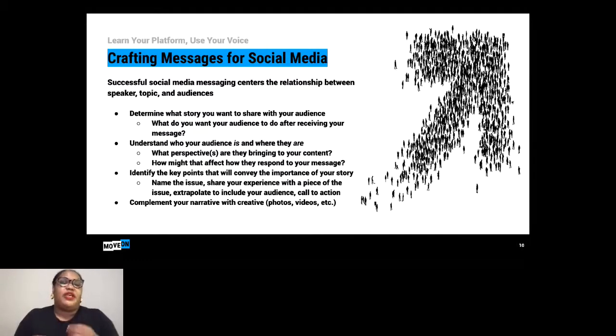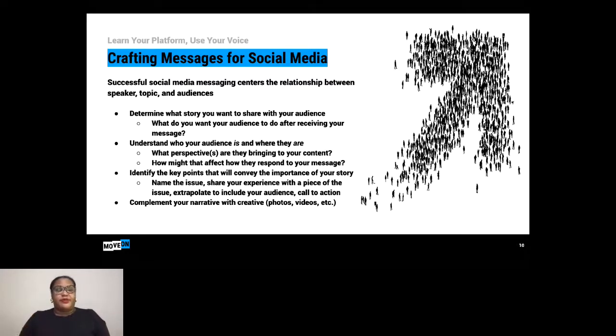And then understand who your audience is and where they are. If you have a larger following on Facebook, or some really dedicated tweeters on Twitter, you may not have a whole lot of them, but you can have four or five people you can count on for a retweet. Or you have friends and family on your Instagram who just want to follow what you're doing and keep up with each other, so sharing that would be effective there. Understand what perspectives your audience is bringing to your content.